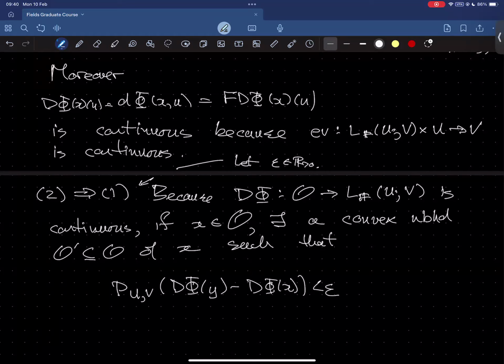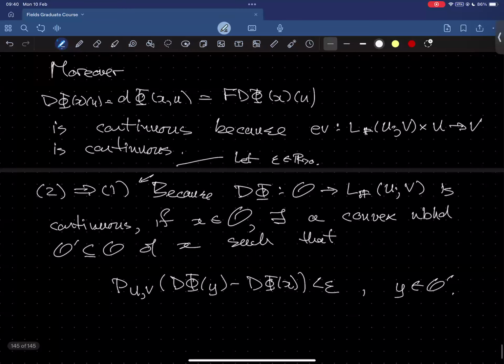Okay, and so this is just a statement of the continuity of d phi in the operator norm. Okay, and this is true as long as y is in O prime. So that's just continuity. It says that d phi of y is within epsilon of d phi of x as long as y is in that neighborhood. That's just a simple statement of continuity.